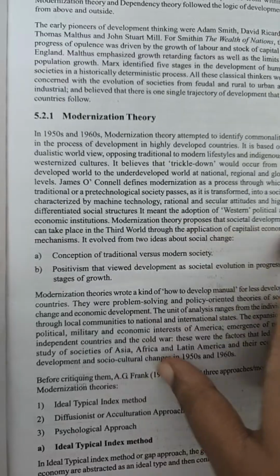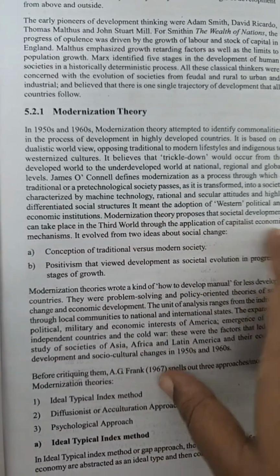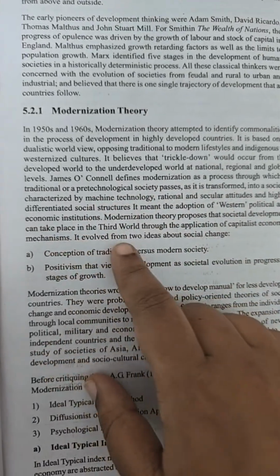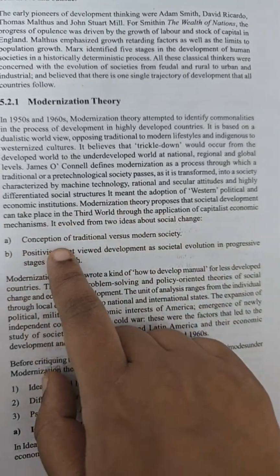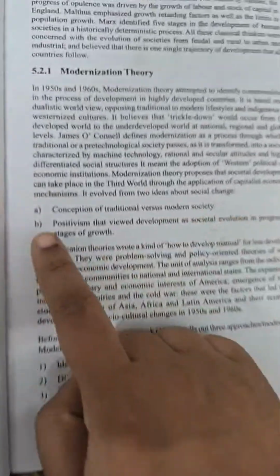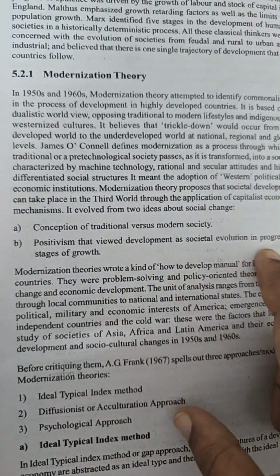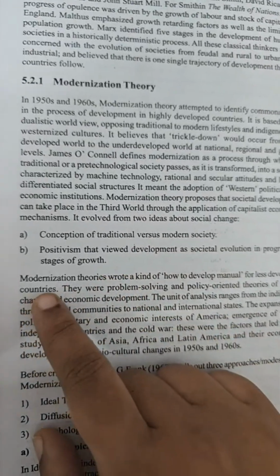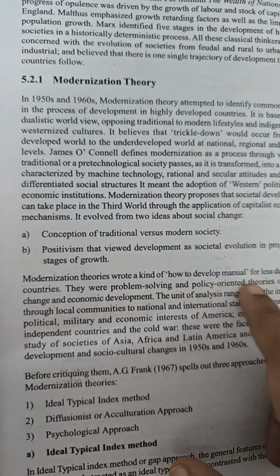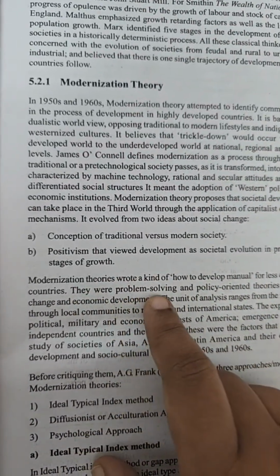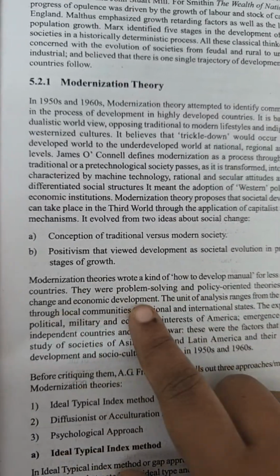Modernization theory proposes social development can take place in the third world through the application of capitalist economic mechanisms. It evolved from two ideas about social change. One, the concept of traditional versus modern society. Two, the positivist view that viewed development as social evolution in progressive stages of growth. Modernization theory provided a kind of how-to-develop guide for less developed countries. They were problem solving and policy oriented theories of social change and economic development.